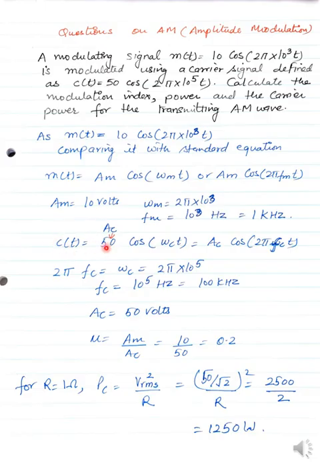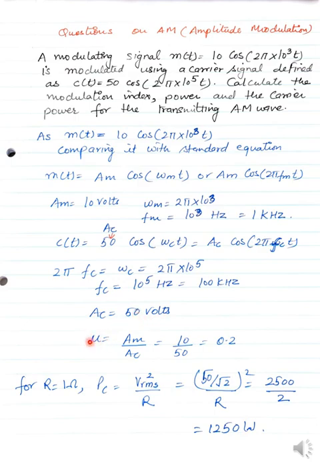Now if you compare the carrier wave in a similar way with the standard equation, this will be Ac, meaning 50 cos omega c t, or if I write it in this form, Ac cos 2 pi fc t, then we have 2 pi fc equals omega c equals 2 pi into 10 raised to the power 5. So fc will be equal to 10 raised to the power 5 hertz, or 100 kilohertz. Ac is equal to 50 volts.